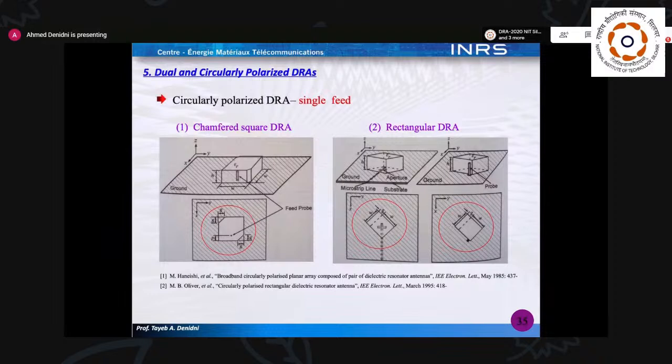Here we present a simple design, and this means we just have single feeding, but we have a cut here and a cut. This technique is similar to microstrip, and we come up with a circular polarization. Another design we can have is with an aperture, here with the microstrip line and ground plane, and the other feeding, we have another feeding with a probe. And this is to generate circular polarization. This work, by Mr. Oliver, circular polarized resonator, if you need details.